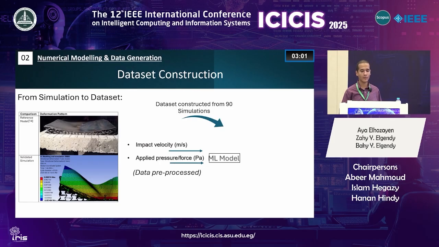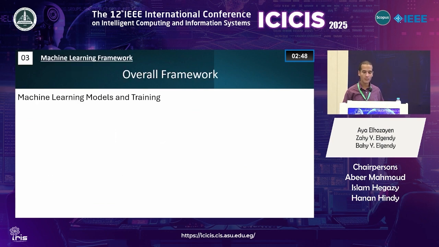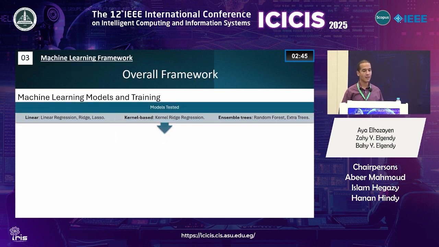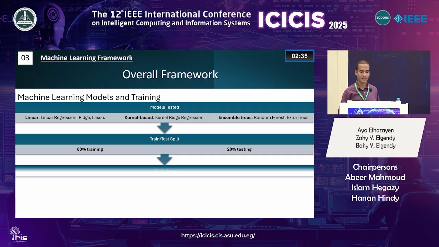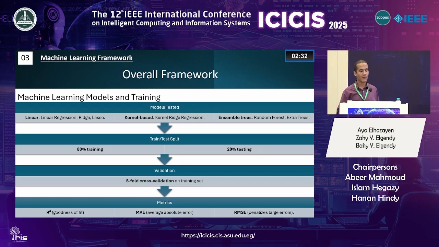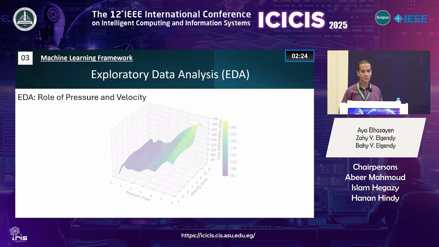For the dataset construction, from the 90 simulations we have done over a year, we were able to come out with the outputs, pre-process the data, and train our models. We have tested 3 categories: the linear based models, the kernel based models, and the ensemble trees. For training and testing, we have done a 5-fold cross validation on our training data set. And these are the metrics we are comparing all the models with.